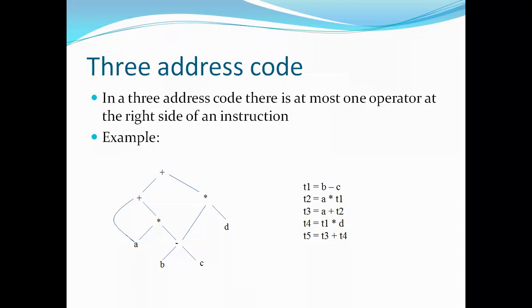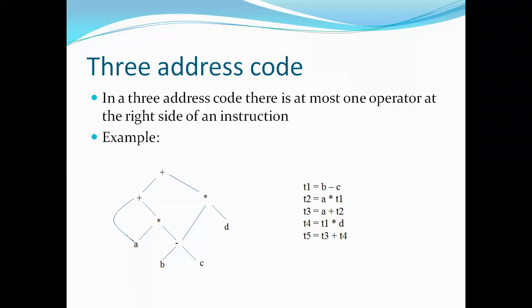What is three address code? The name itself says it. Three address code means that the line, the code or the statement, should consist of at most one operator and two operands. At most one operator and two operands. What it means is, at the right hand side of the production rule, my statement should consist of at most two operands and one operator.